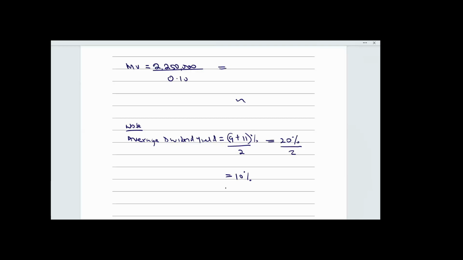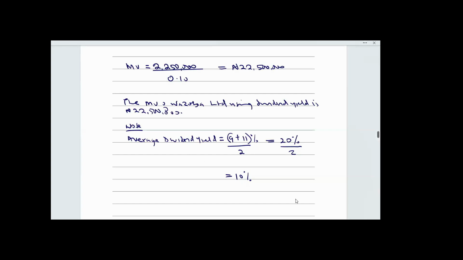So what do we have? This will give us 22,500,000. So I can then say the market value of Wazobia Limited using dividend yield is 22,500,000 naira. That's that. It's as simple as that.